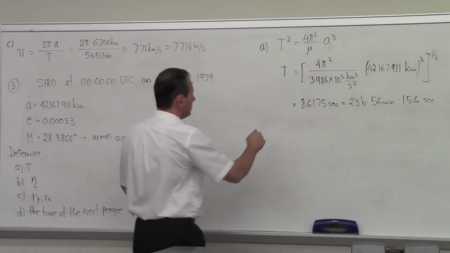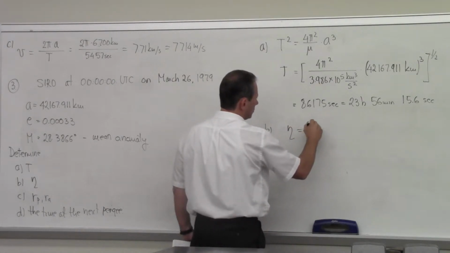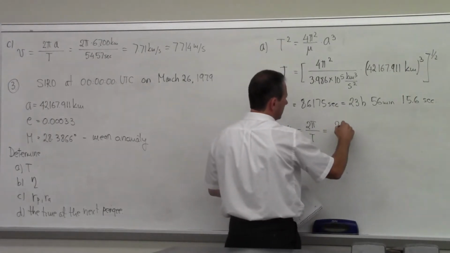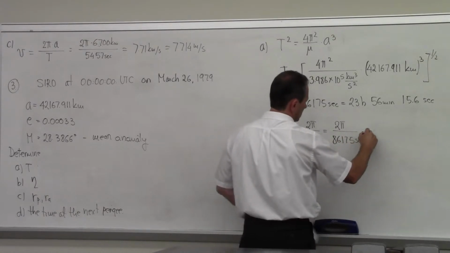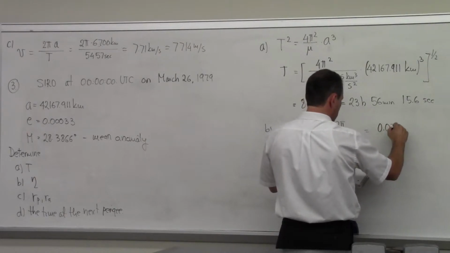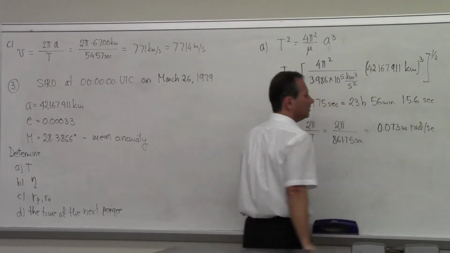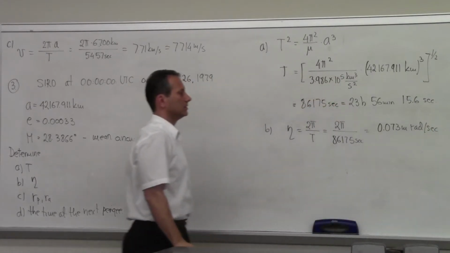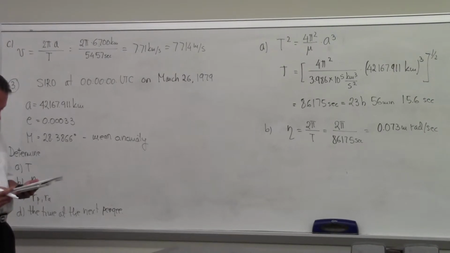Now part B is what is the angular velocity. Angular velocity is 2 pi over P, which in this case I have 2 pi over 86,175 seconds, and this gives me 0.073 milliradians per second, so times 10 to the minus 3 radians per second. So that's the rotation of the Earth. This is how fast the Earth is rotating, 0.073 milliradians per second.